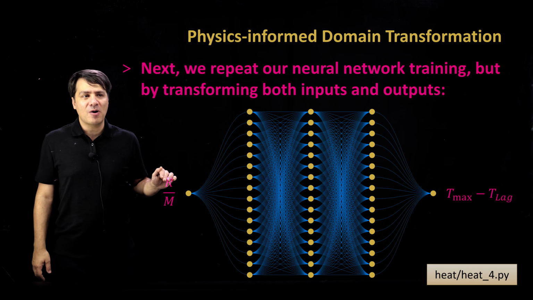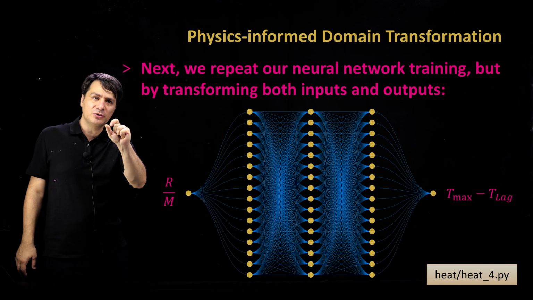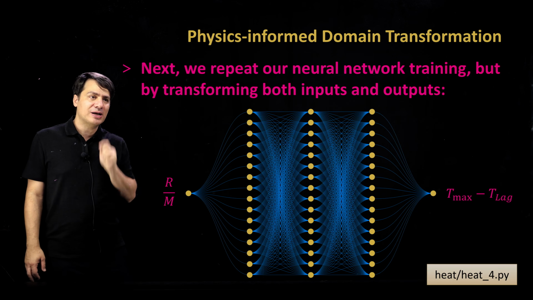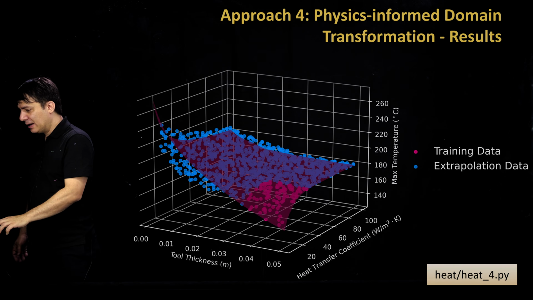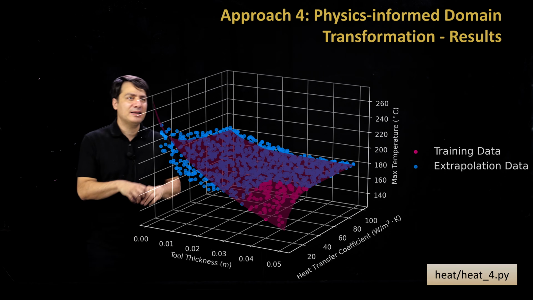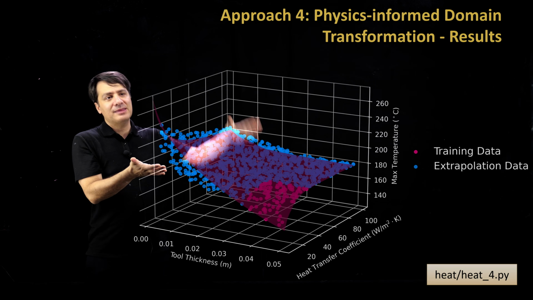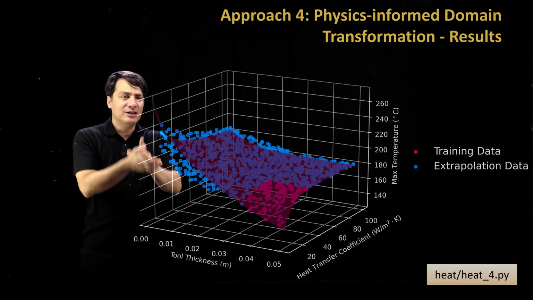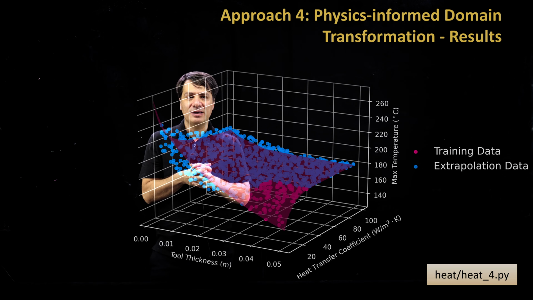R and M are related to some of the geometry parameters, but also related to the thickness of the tool, and also related to the heat transfer coefficient. The equation is provided in heat4.py, but basically what you're doing is predicting the gap between Tmax and T-lag, and then adding it on top of the T-lag, and you will get these predictions now beyond the initial training zone.